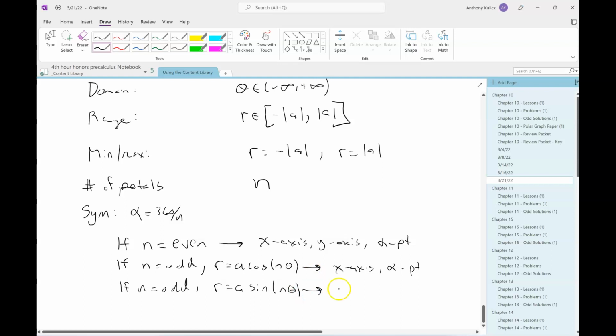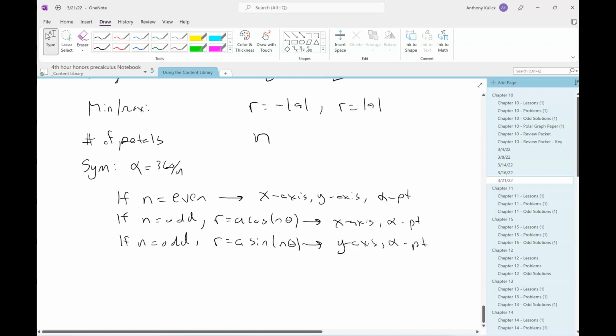If we're doing sine, we have y-axis and alpha point, but not x-axis.